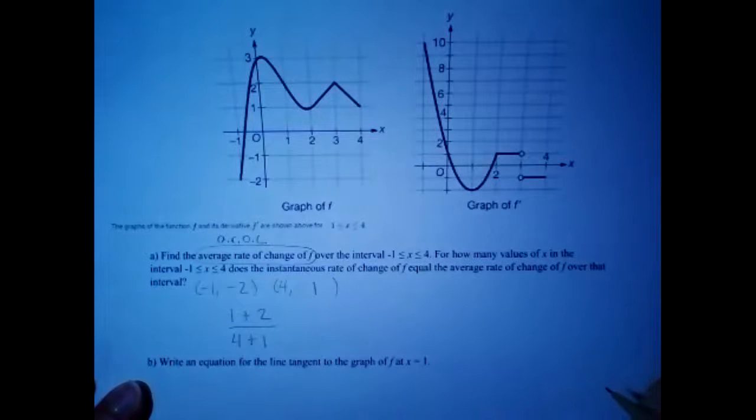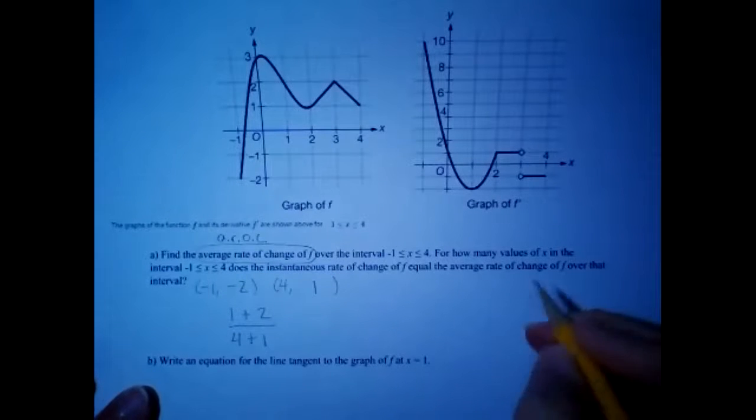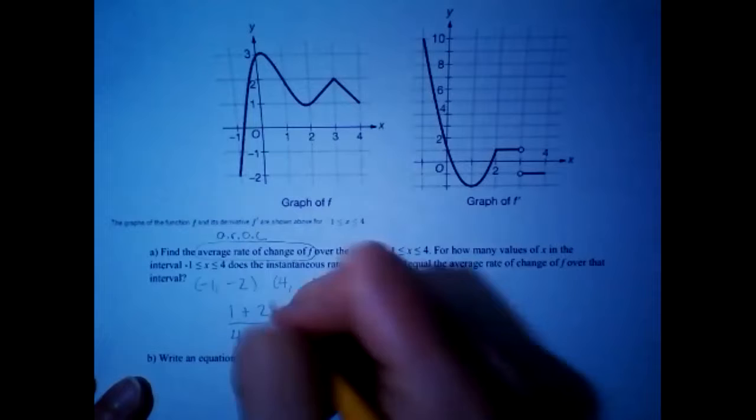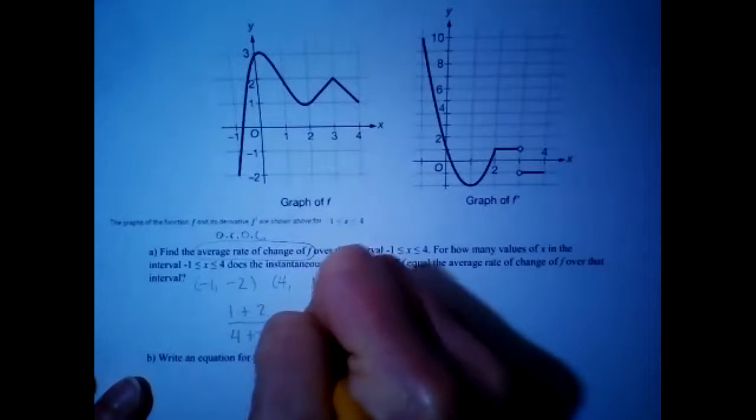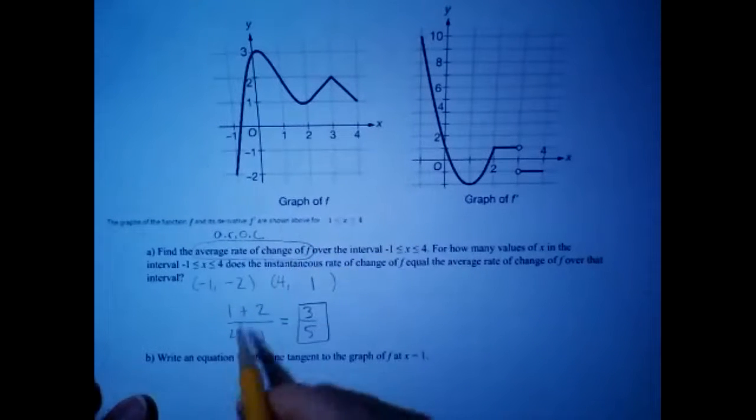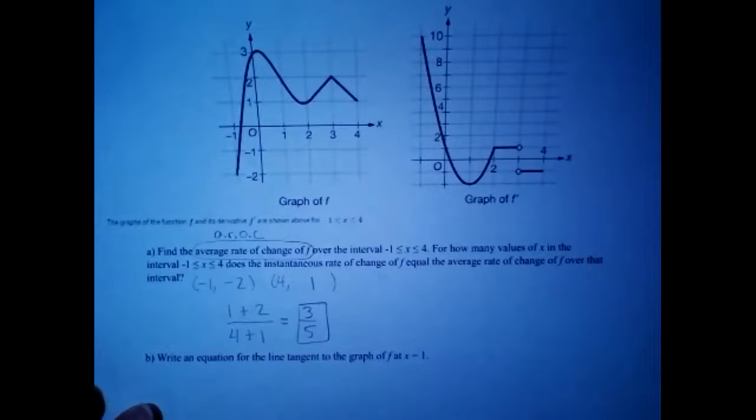And you can stop there, but I am going to keep going because there's a secondary question for this one. So I am going to simplify this down. That would just be 3/5. But technically you can stop there. You don't have to simplify it any further. That's a totally valid answer.